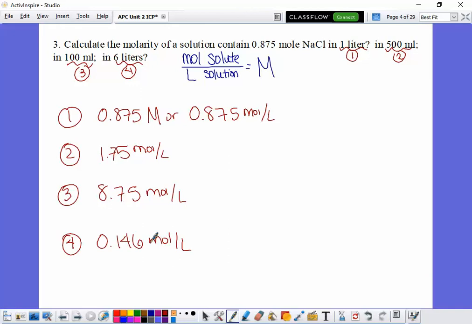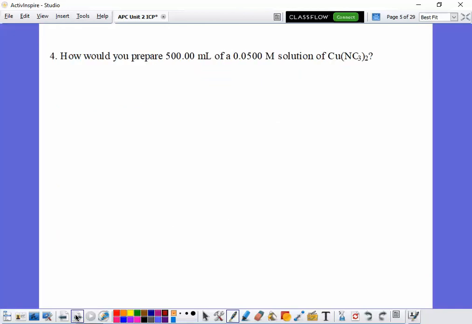So now, numbers 4 and 5. Numbers 4 and 5 are describing how to make solutions. Okay? You need to be able to describe and do all the math necessary for making solutions. All right? This first one, number 4. How would you prepare 500 milliliters of a 0.05 molar solution of copper 2 nitrate? We're going to say this copper 2 nitrate is solid.